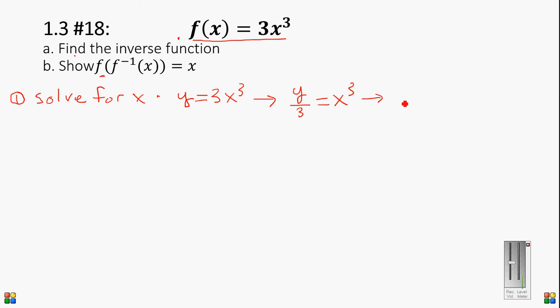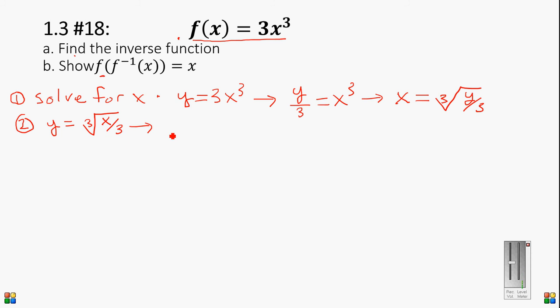If I take the cube root of this side and the cube root of this side, the cube root over here gets rid of the x cubed. I'm going to write x equals, because the cube root of x cubed is x, equals the cube root of y over 3. Then step 2, when you're looking for an inverse, is just to switch the x and the y. So y equals the cube root of x over 3. I just switched the x and the y.